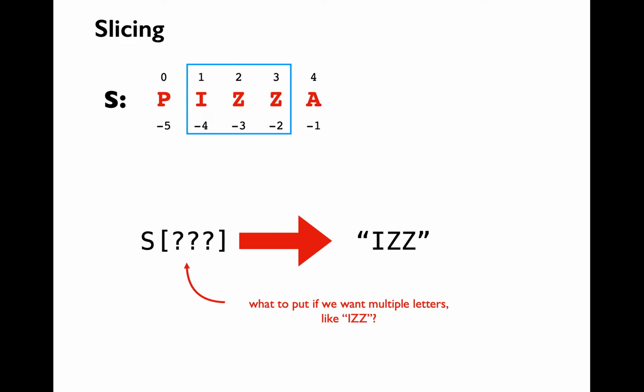Instead, if we wanted to pull out multiple characters, say IZZ, what would be the syntax for that? For slicing also we'll be using the square brackets, but there'll be one slight change. You'll include a colon within the square brackets and we'll be mentioning two different values. The first value is going to be the start index position and the last value is going to be the end index position.